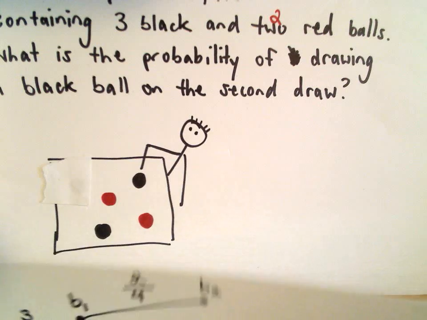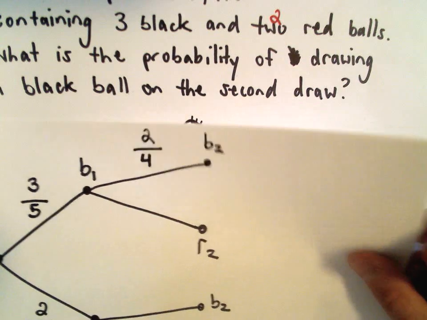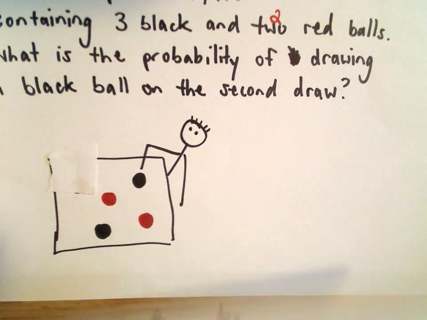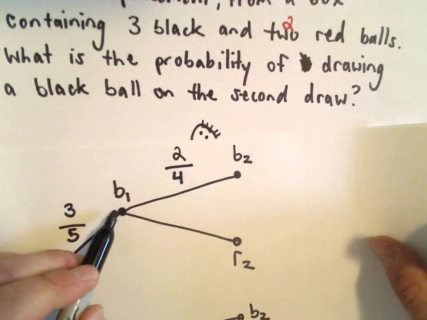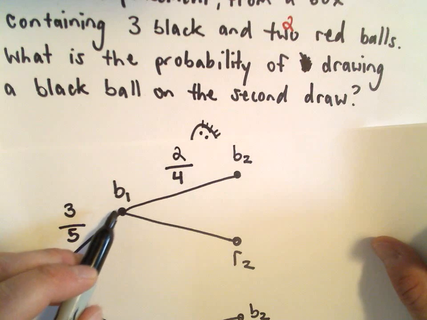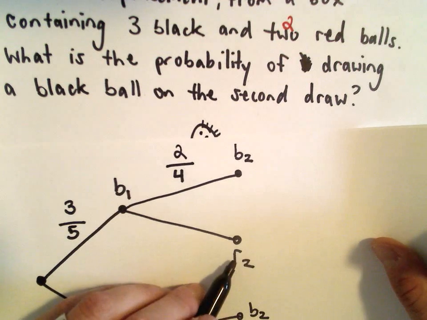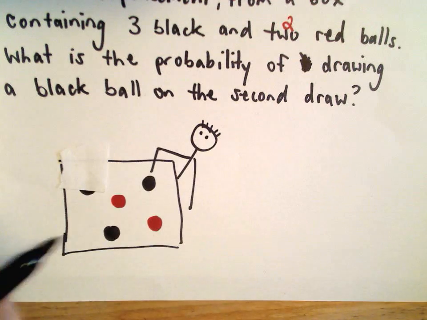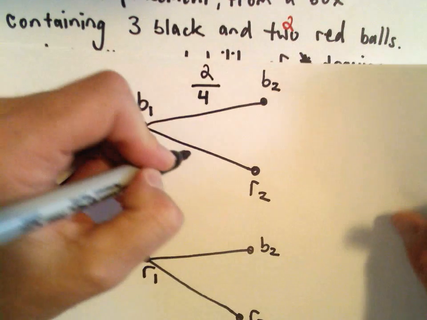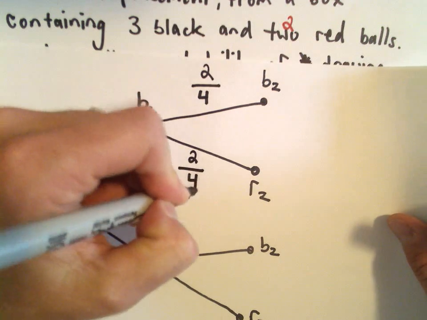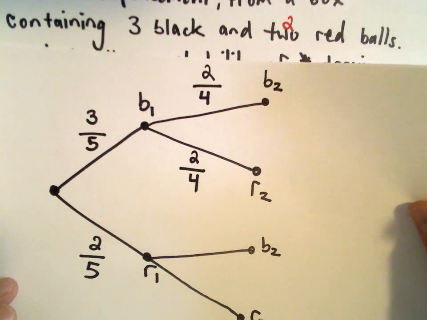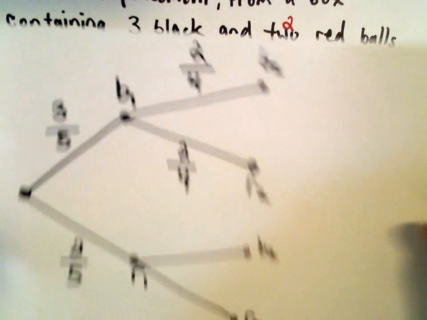Likewise, the probability of getting a red ball on the second draw. Again, assuming that we got a black one the first time, that's what this first branch is telling us. We're assuming we got a black one the first time. Well, the probability of getting a red ball on the second draw would also be 2 out of 4, because there's 2 red balls out of 4 total balls.